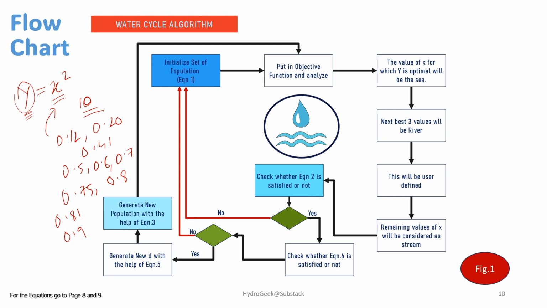Now I will arrange these y values in ascending order. That means the smallest y will be at the top and the largest y will be at the last. The smallest y will have the best rank and the largest y will have the worst rank, because our goal is to minimize the equation. So the minimum value of y is the better result. We will arrange it like this. The minimum value of y will get rank 1, the best value, and the maximum value of y will get the last rank, that is 10.